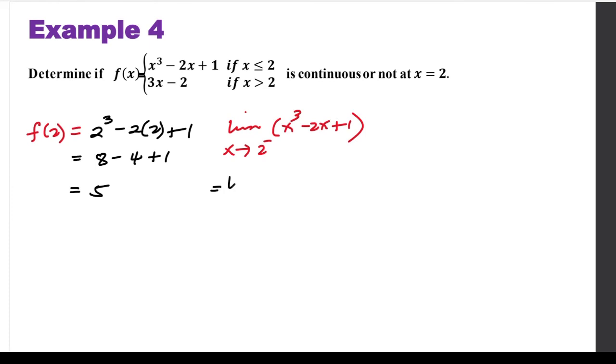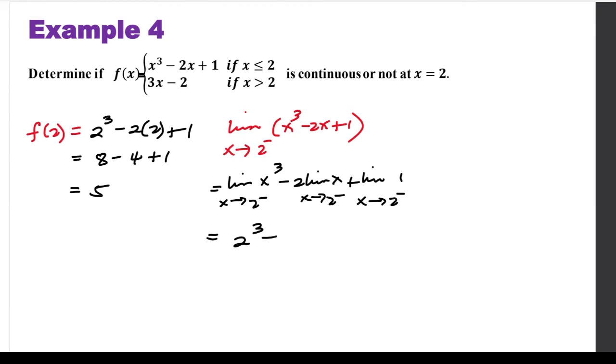So this would be the limit of x cubed as x approaches 2 from the left minus 2 times the limit of x as x approaches 2 from the left plus the limit of 1 as x approaches 2 from the left. So we have 2 cubed minus 2 times 2 plus 1. So we have 8 minus 4 plus 1, and this would be 5.